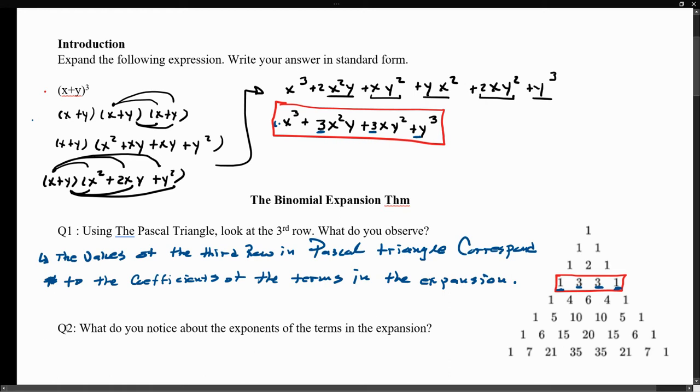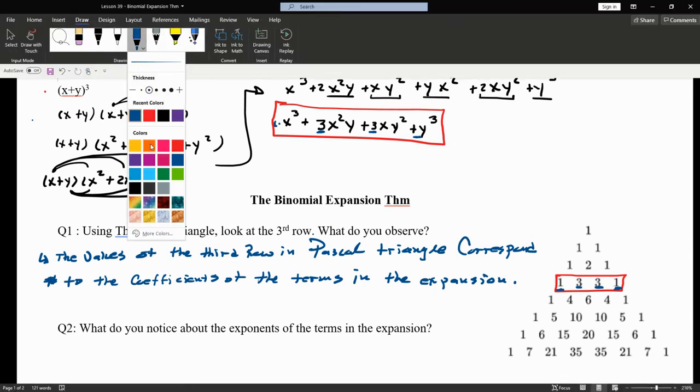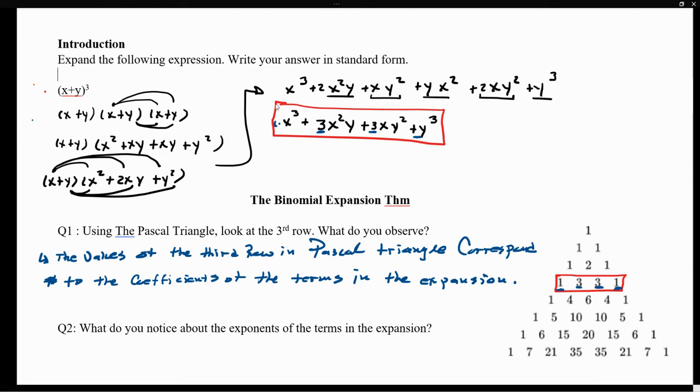Now, coming back to question number 2, it states, what do we notice about the exponents of the terms in the expansion? So what do we mean by this? So what we have here in the red box is our expansion. And notice that we have two variables. We have x's and we have y's. Now, let's just concentrate on the x's.